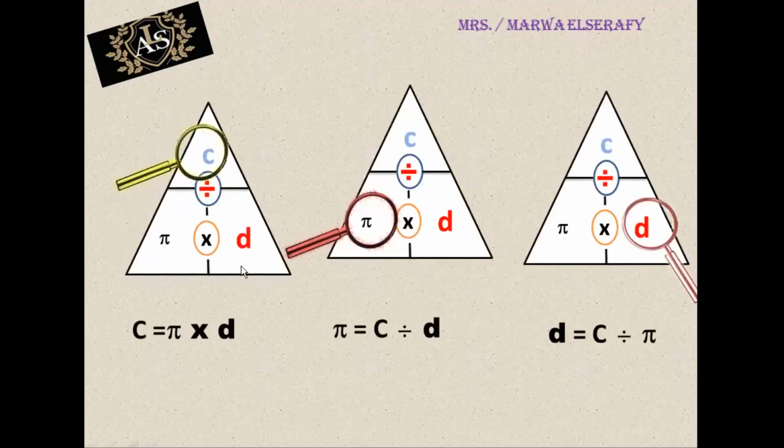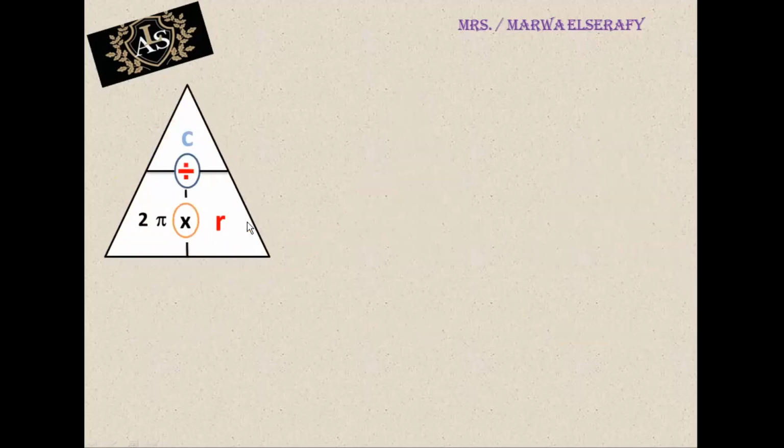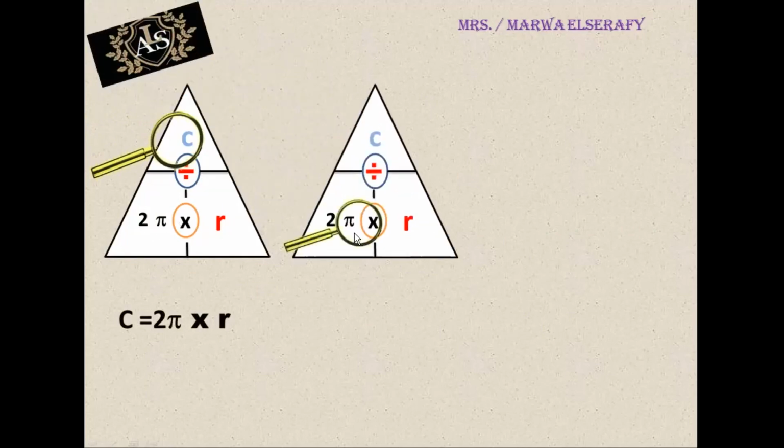The second, by using the radius. In here I used the diameter, but in here I will use the rules by using the radius of the circle. If I want the circumference, it will be equal what? Yes, excellent. It will be equal 2 pi times r. But if I want pi, it will be equal C divided by 2r. C divided by 2 times r. There is a hidden multiply, okay, between 2 and r.